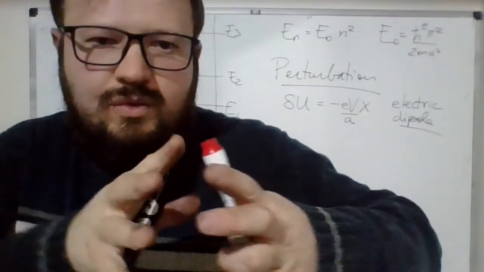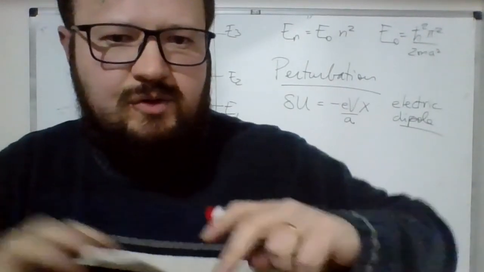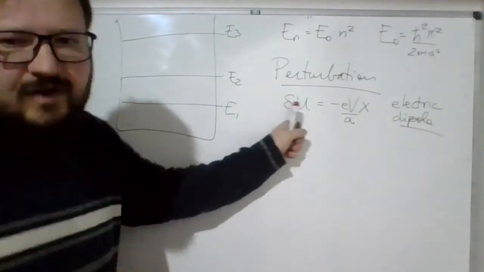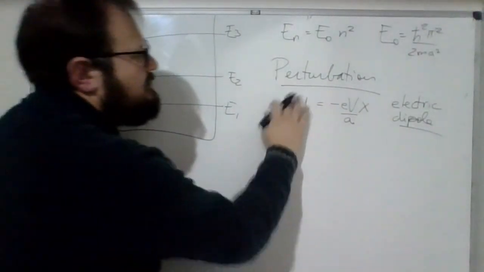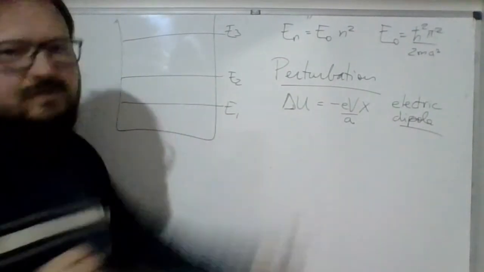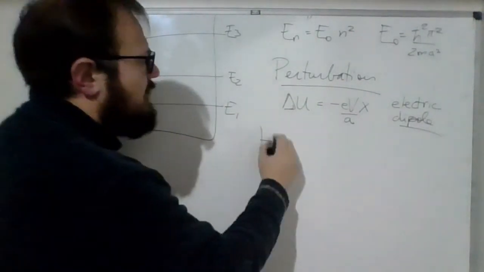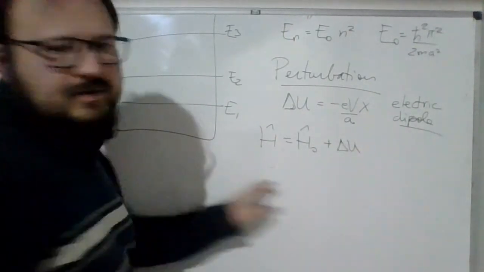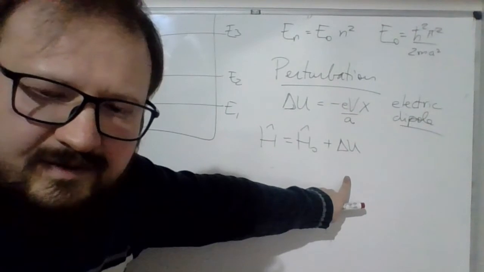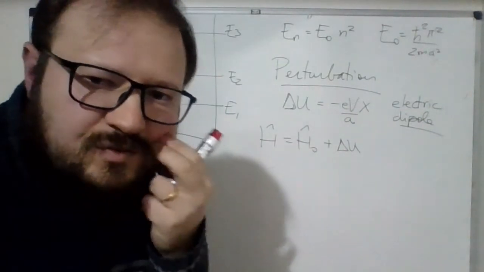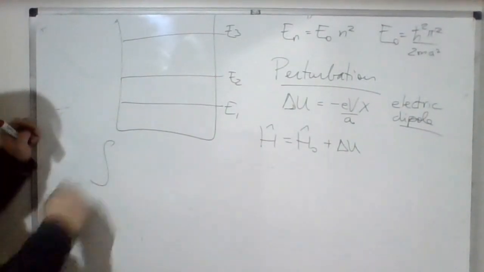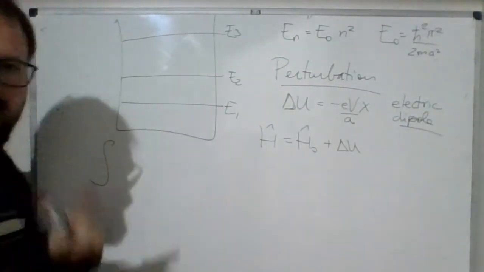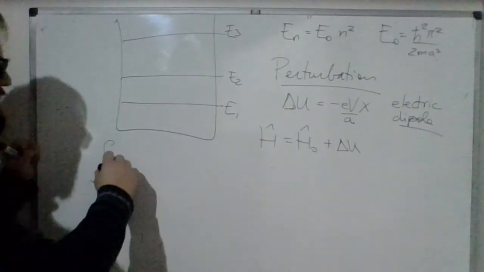It will tend to distort the atom. It will mix the states. All right, but now if you have some perturbation like this, call it delta u, the Hamiltonian now corresponds to the previous Hamiltonian plus this perturbation. And if you want to calculate the transition amplitudes between states, you'll have to find out integrals. I will not go into details, but I will talk about the most important ones here.